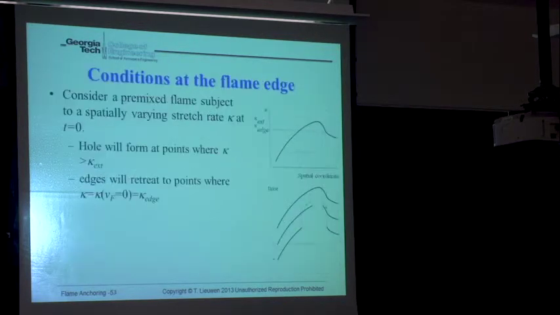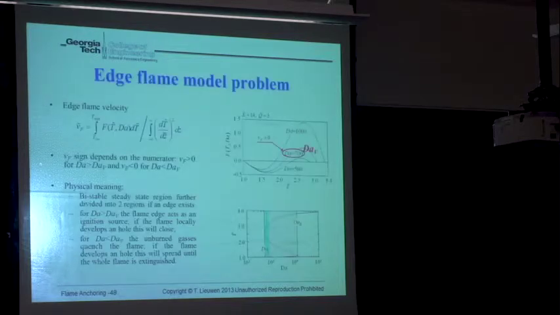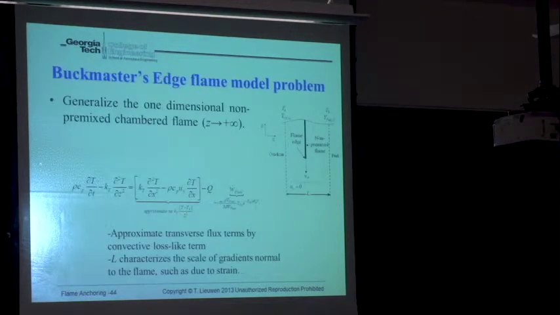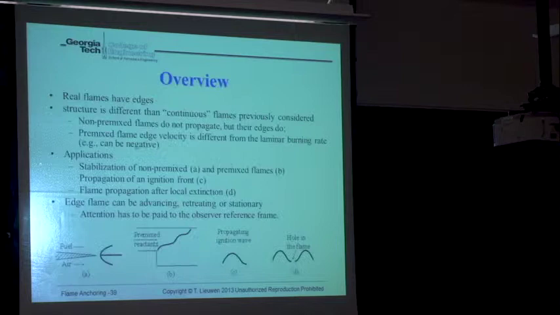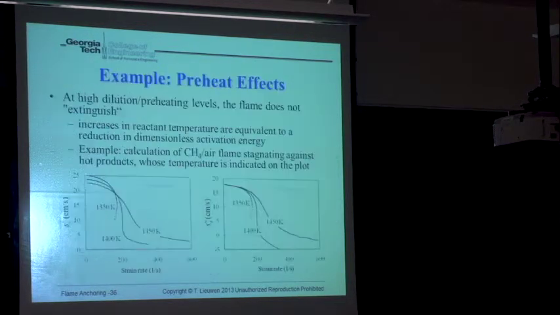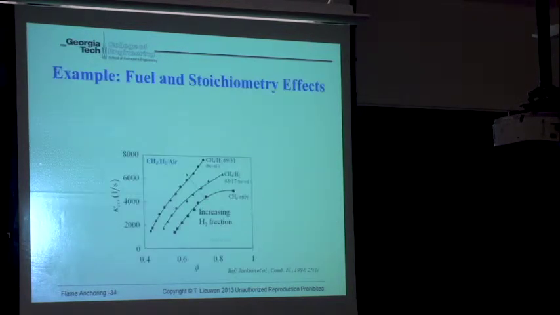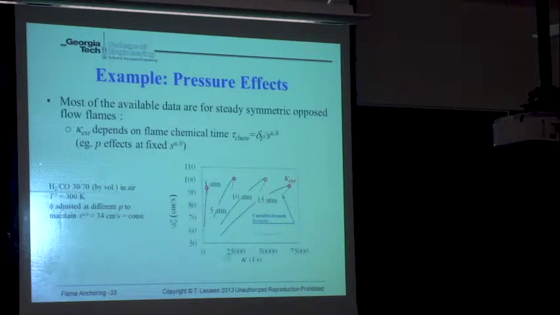Okay? And just to calibrate you, I showed you a whole bunch of different extinction stretch rates before. Where'd that go? These are kappa extinction values for methane, hydrogen, air. You can see they're ranging between about 1,000 and 10,000 for these room temperature reactants. At 15 bar, I'm getting up to extinction stretch rates on the order of 60,000, but at 1 bar, I'm extinguishing way down around a few thousand.